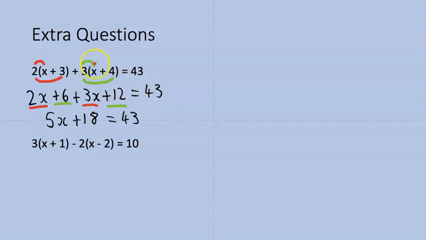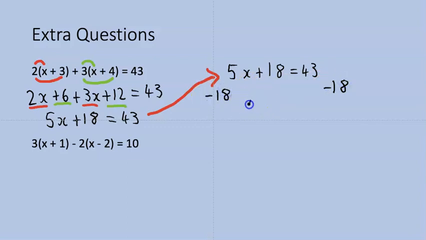So now I need to move that all the way up here. 5x plus 18 equals 43. Take away 18 from both sides. 5x is going to equal 25. So therefore x must be 5 because I divide both sides by 5. I do exactly the same for number 2. 3 times x and then 3 times 1. That gives me 3x plus 3.